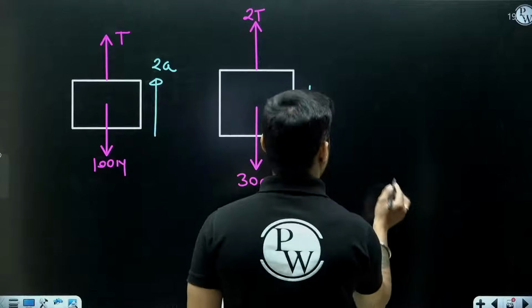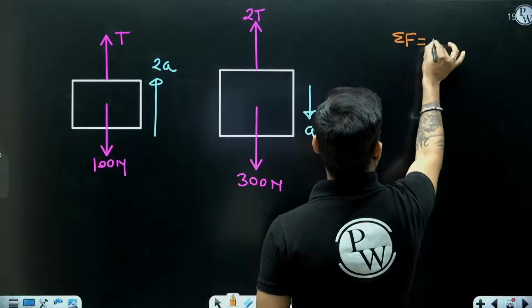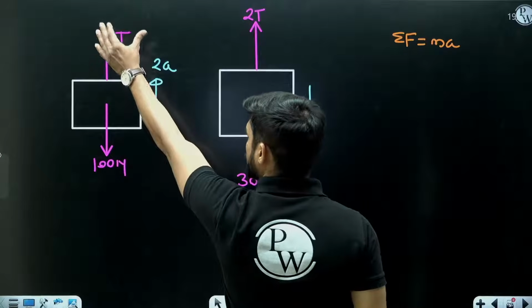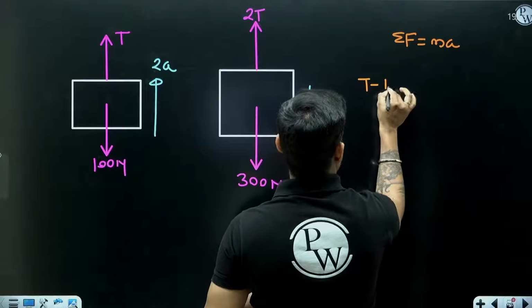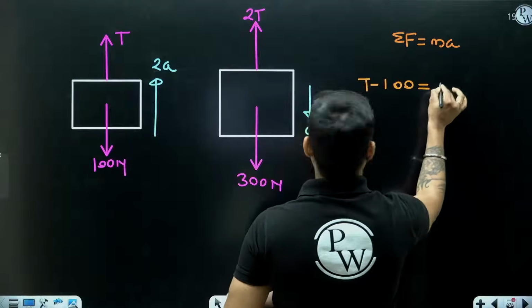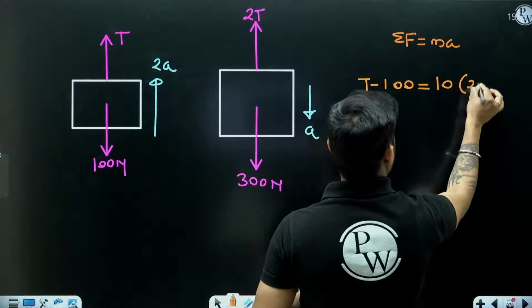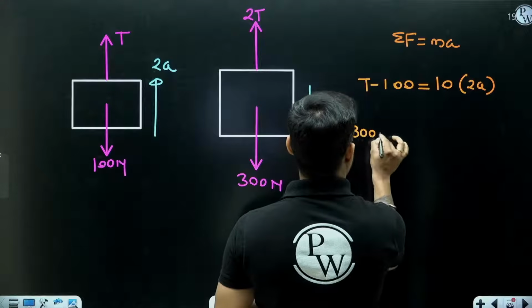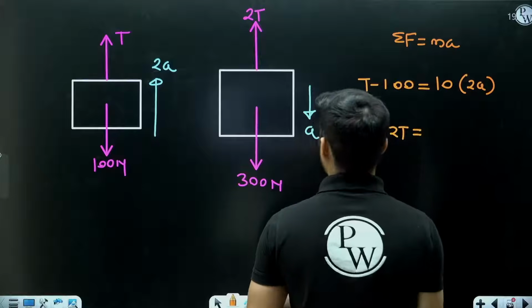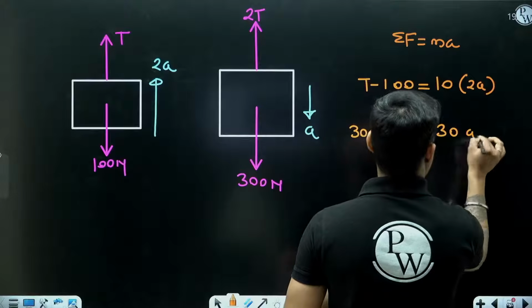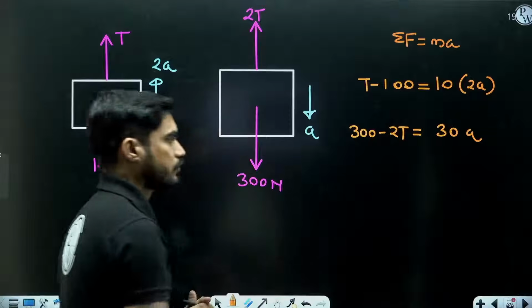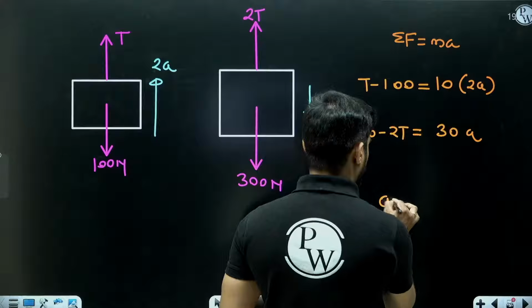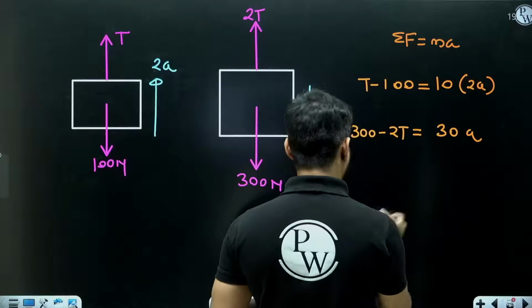Now I will apply summation of F equal to MA for both the blocks. This block is moving upward, so net force will be T minus 100 equal to mass 10 into acceleration 2A. This block is moving downward, so it will be 300 minus 2T equal to 30 into A. Now, by solving equation number 1 and equation number 2, you can easily find the value of T.